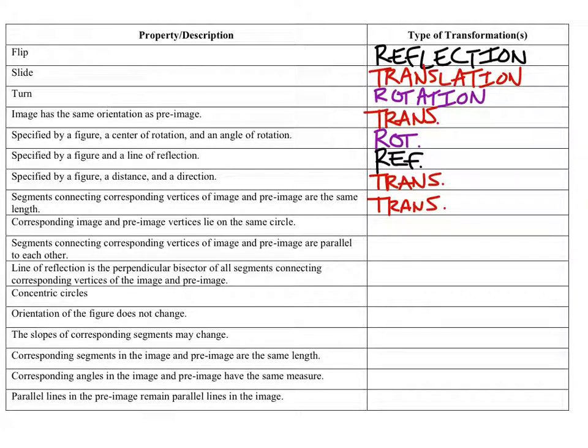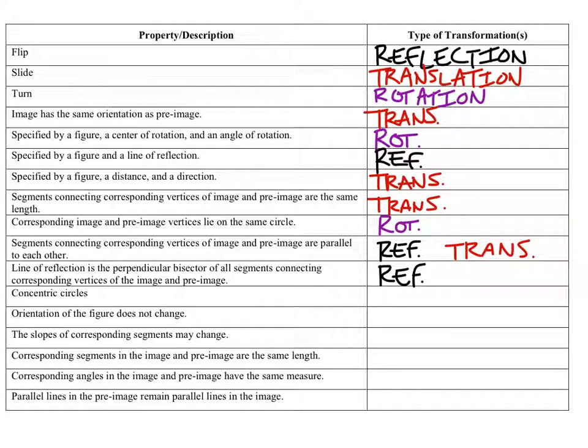Corresponding image and preimage vertices lie on the same circle. Rotation. Segments connecting corresponding vertices of image and preimage are parallel to each other. That sounds like a reflection or a translation. Line of reflection is the perpendicular bisector of all segments connecting corresponding vertices of the image and preimage. Line of reflection is used only for reflections. It's possible to use perpendicular bisectors in rotations, but it's to find the center of rotation.